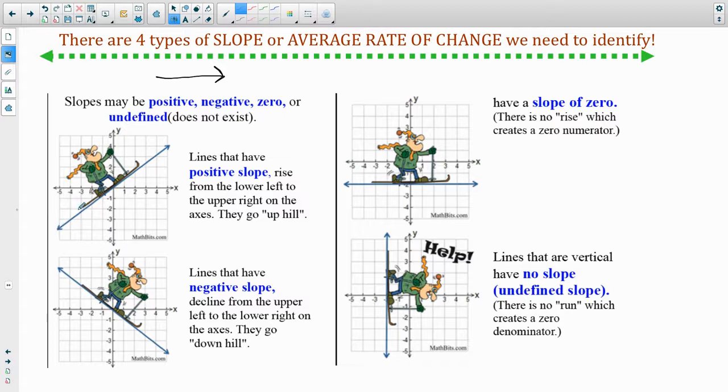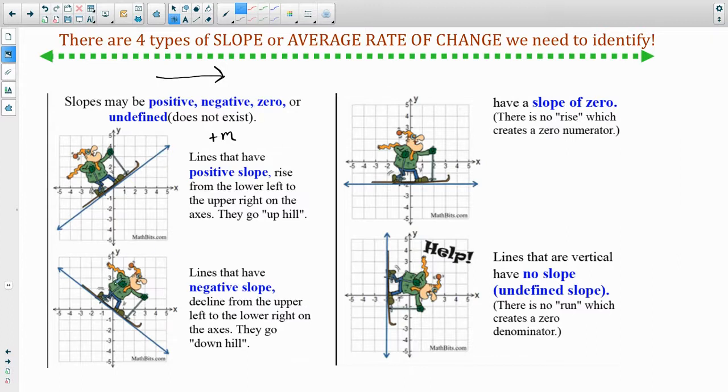Now, when you look at this first picture, you can see that if we put skier Sam on the line, he's going to be skiing, if we look at this line from left to right, uphill. That means that this slope, which we're going to call M, is going to be positive. That's how we identify a positive slope, an uphill line from left to right.